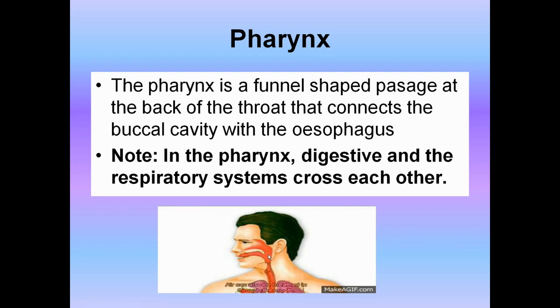It connects the buccal cavity with the esophagus. This is a very, very important point. From the mouth, the food passes through the pharynx and ultimately goes into the esophagus. Esophagus refers to your food pipe. Write it down. We will discuss it in the next slide, but you should have some idea that the esophagus refers to the food pipe. Now, in the pharynx, the digestive and the respiratory systems cross each other. That is a very, very important point.